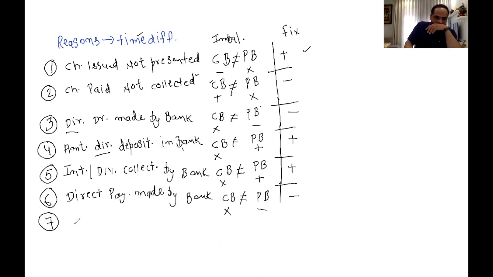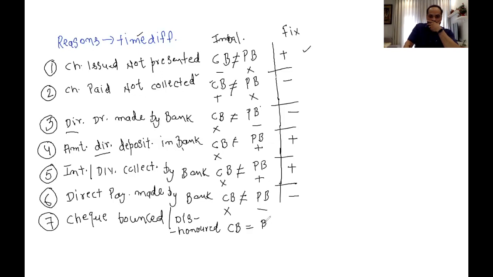This is the check dishonor or check bounced. Bounced is informal language, and dishonor is the formal term. So we have cash book, we have passbook, right? Now, check bounced.